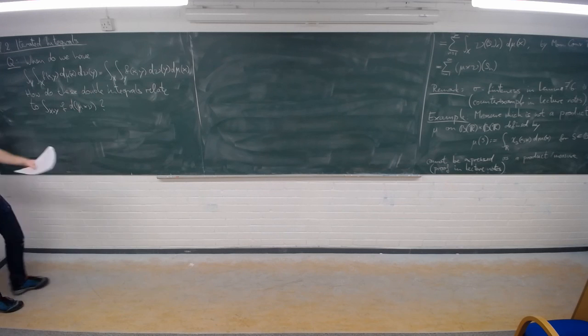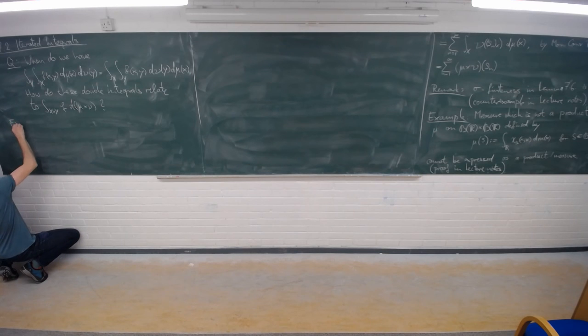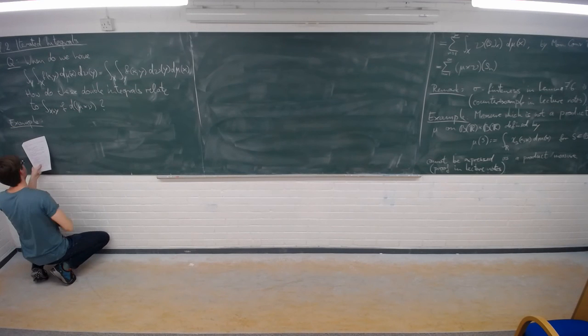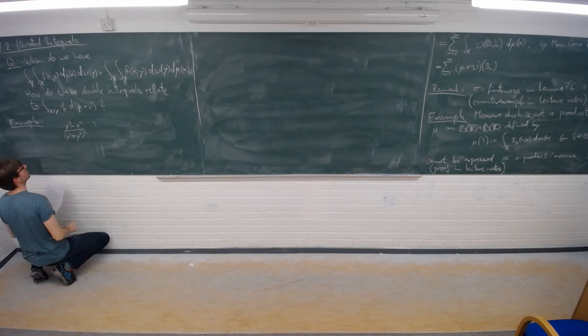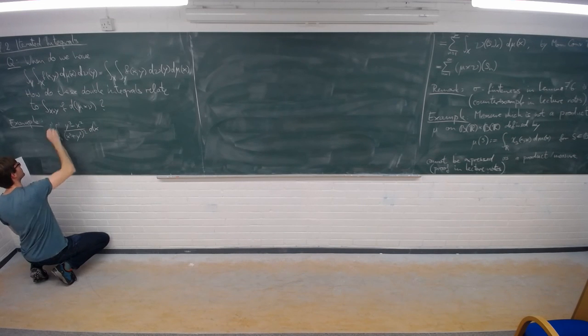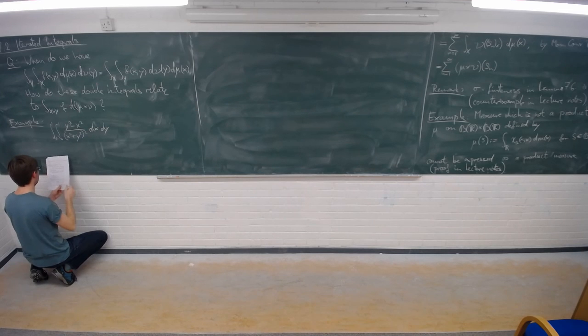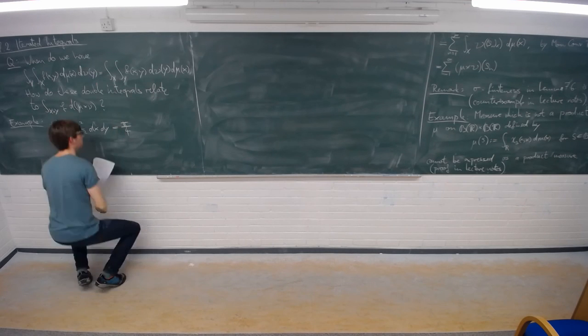And to make this more explicit, we start with an example. If we look at the following function on R2, y squared minus x squared divided by (x squared plus y squared) squared, then if we take this function and we integrate it from 0 to 1 first with respect to x, and then from 0 to 1 with respect to y, if you do this, you get pi over 4.